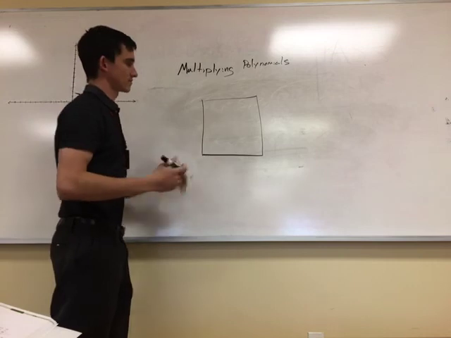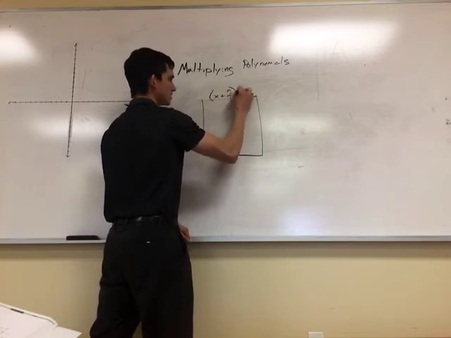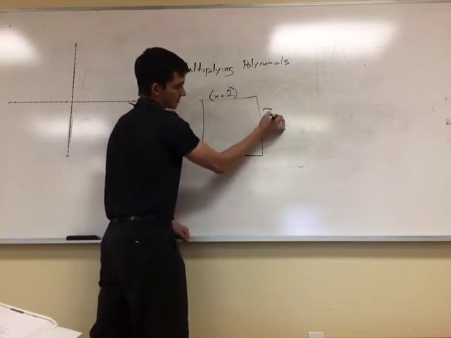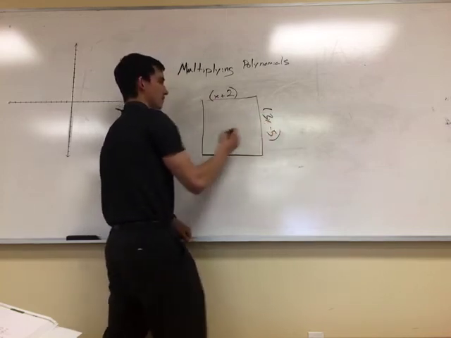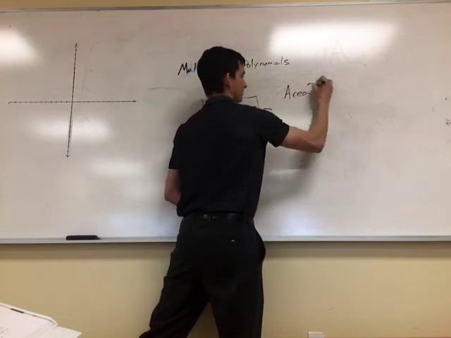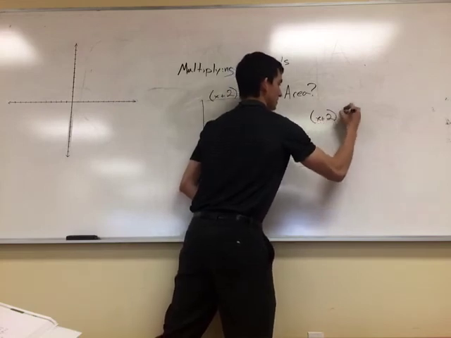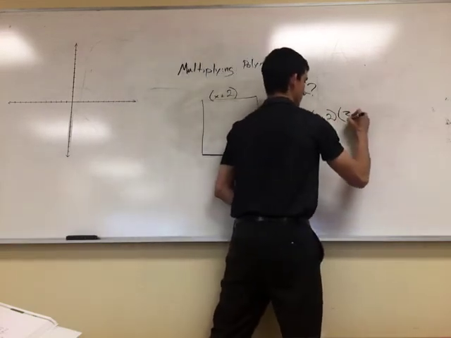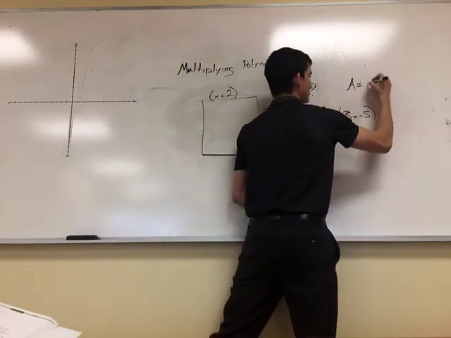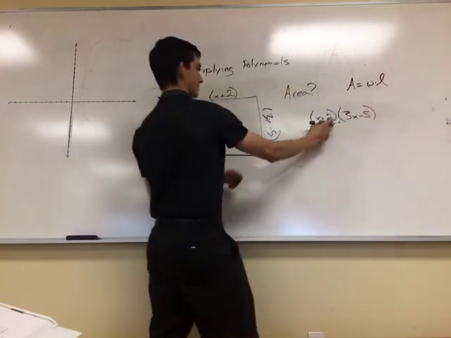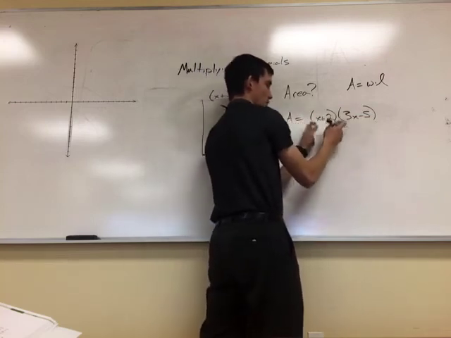You have a square or rectangle. Let's call this one a rectangle. The width of the rectangle is x plus 2, and the length of the rectangle is 3x minus 5. What is the area? What's the area of the rectangle? So you take your width, which is x plus 2, and you multiply it by your length, which is 3x minus 5. The reason you do that is because area is width times length. So here's my width, here's my length. So area is width times length.